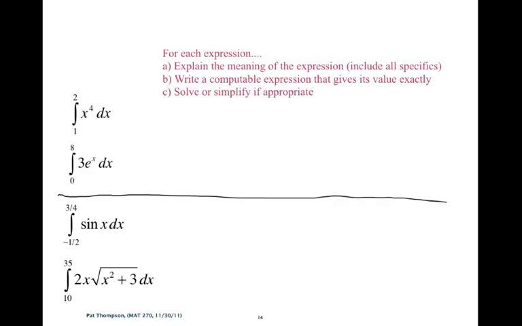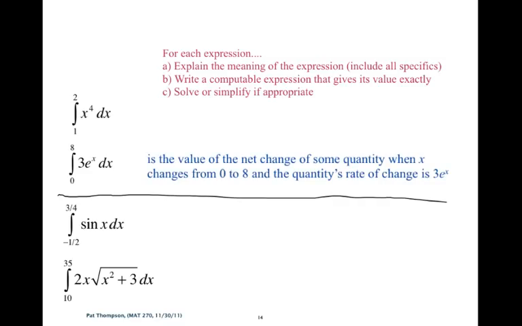So here's one way to say it. There are different ways to phrase it, but this is the value of the net change of some quantity when x changes from 0 to 8, and the quantity's rate of change is 3e to the x. So you could jumble that around and say it in different ways, but it's the net change of some quantity, which is the sum of many small changes, like you said. As x changes from 0 to 8, the quantity's rate of change is 3e to the x.